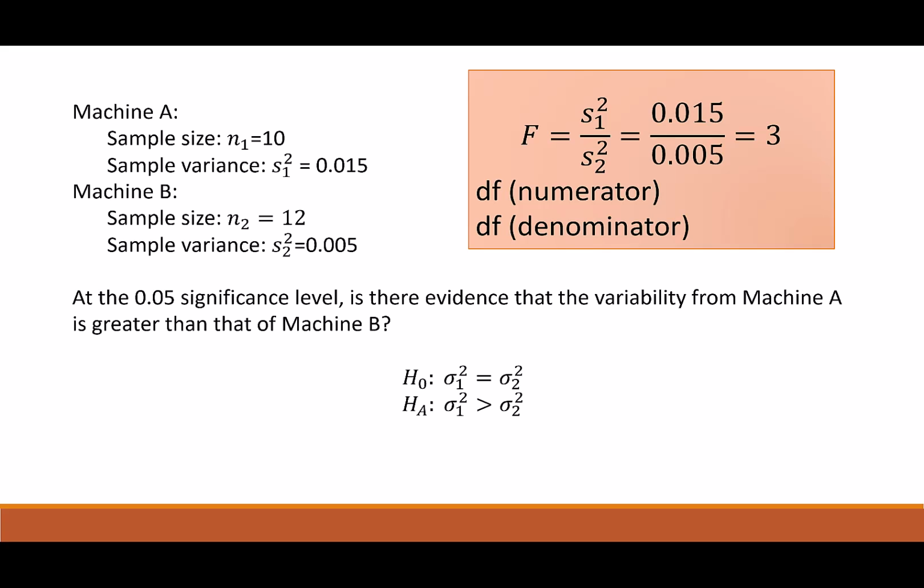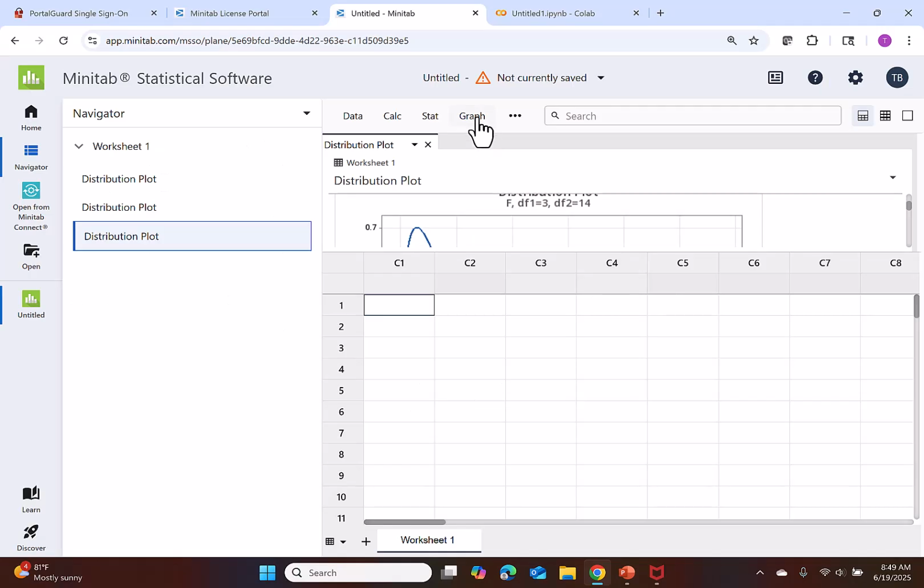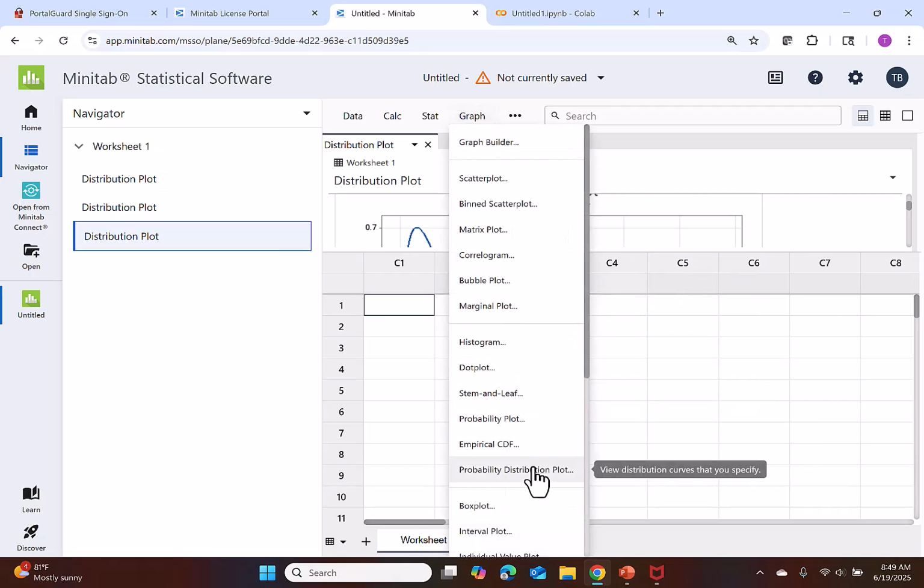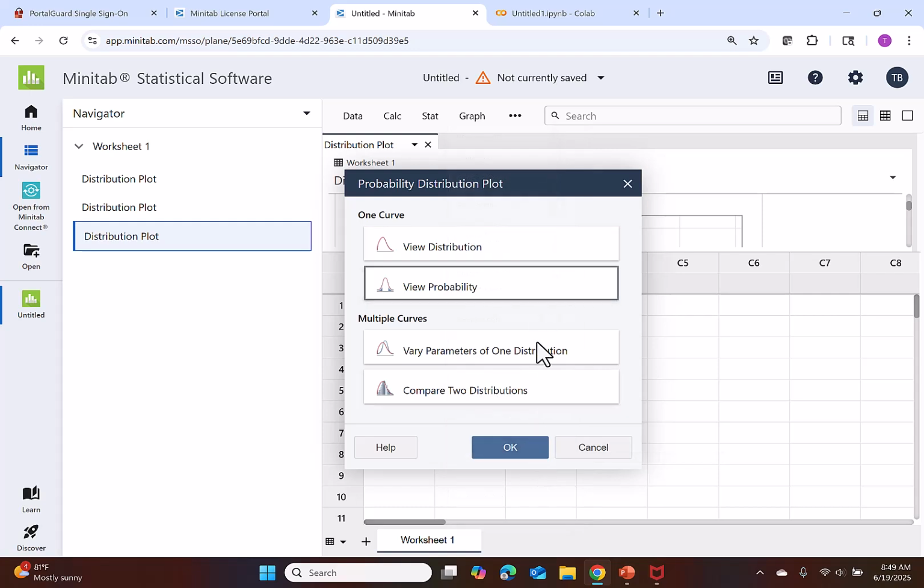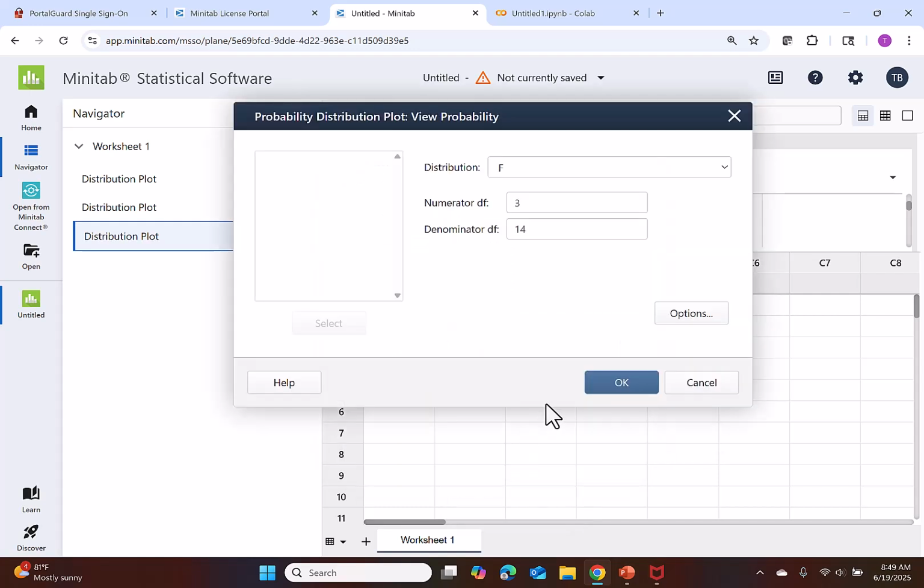Then we need to know the degrees of freedom for the numerator and denominator. For machine A, we had a sample size of 10, so 10 minus 1 gives us degrees of freedom equal to 9. For machine B, we had 12 data points, so 12 minus 1 gives us 11. Back in Minitab, we'll go back to Graph, Probability Distribution Plot, View Probability. It remembers that we're doing an F distribution, but we need to change our numerator degrees of freedom to 9, and the denominator degrees of freedom to 11.